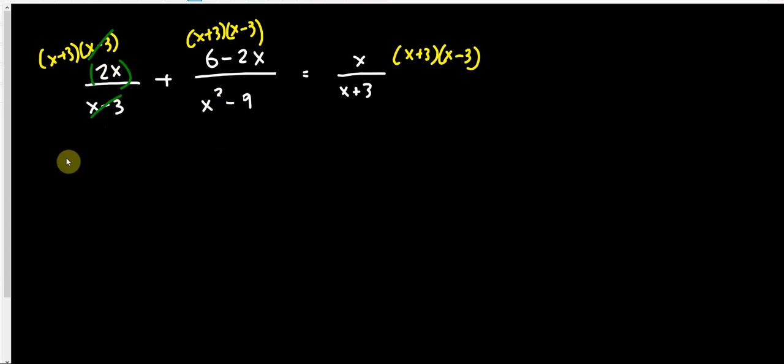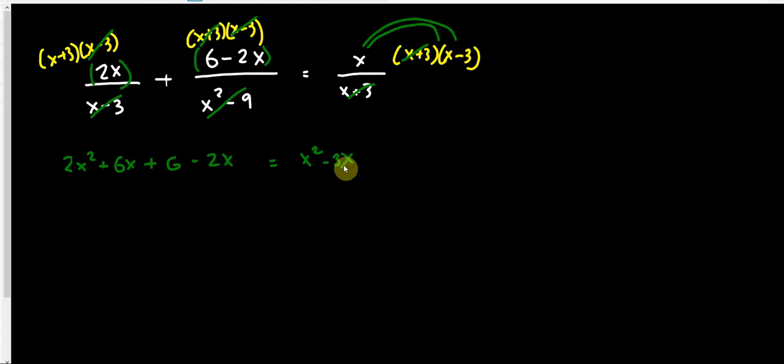2x times x is 2x squared. 2x times this plus 3 becomes 6x. Okay, good. Add parentheses there. Now x plus 3, x minus 3 cancels with that because this is x plus 3, x minus 3. So I'm just left with 6 minus 2x equals sign. X plus 3 and x plus 3 cancel. I have x and x minus 3. So I need to distribute this x to the x minus 3. So that'd be x squared minus 3x.